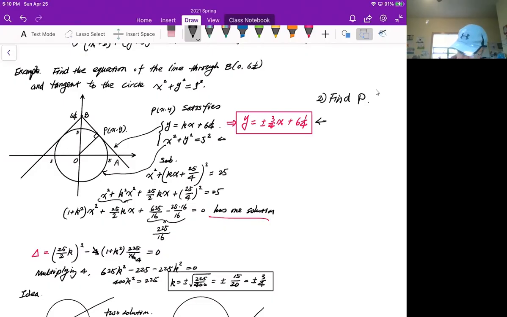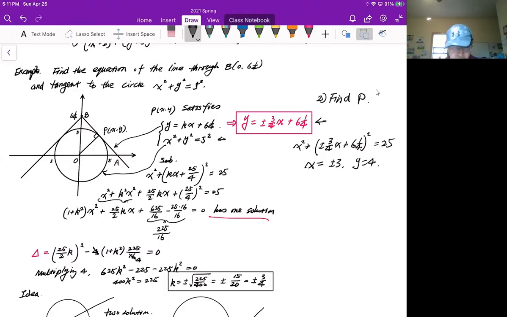You can get x squared plus y squared, where y is just plus or minus 3 over 4 x plus 6 and a quarter, right? That's equal to 25. And if you solve this equation, again, it's a little bit tedious, so I'm just going to give you the answer. I assume everyone can solve that, right? This is just a quadratic equation. If you solve this equation, you get x equal to plus or minus 3, and y equal to 4. So there are two answers.